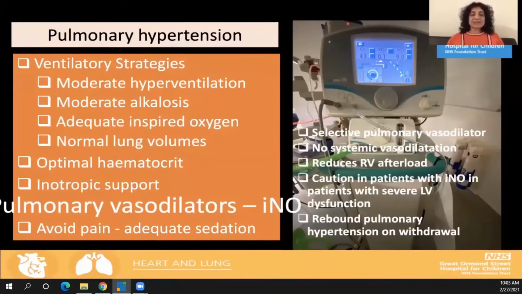And always remember that as you withdraw and stop nitric oxide, there may be rebound pulmonary hypertension, especially at low ppms.